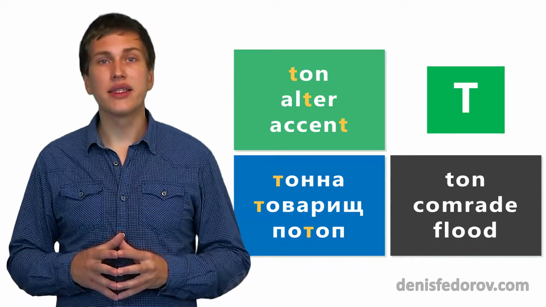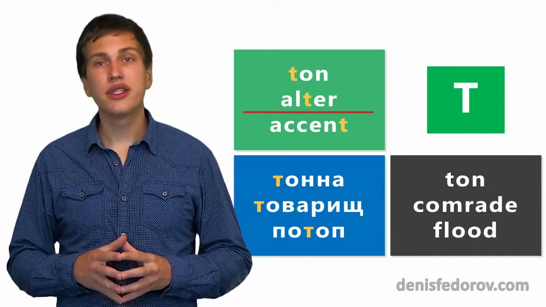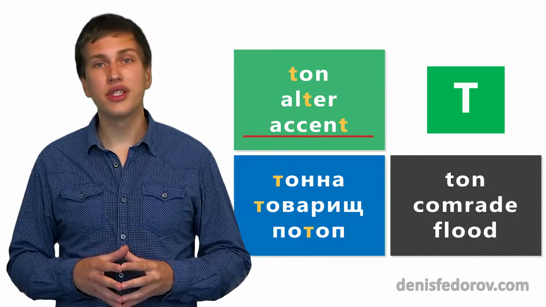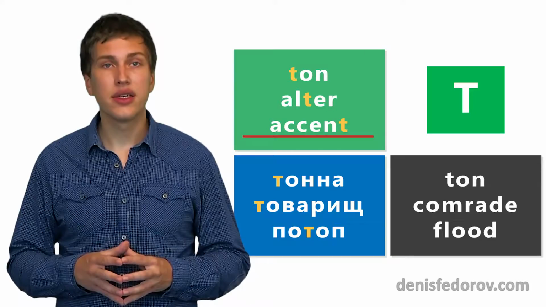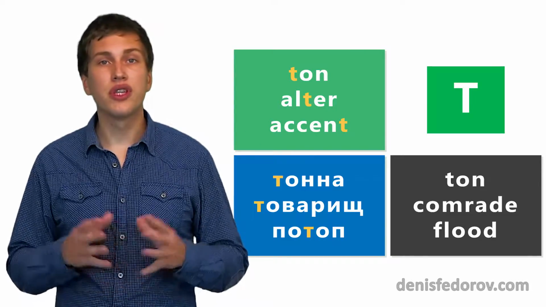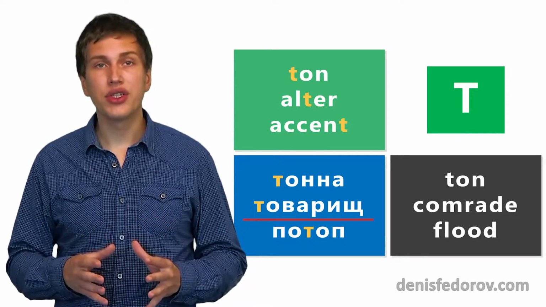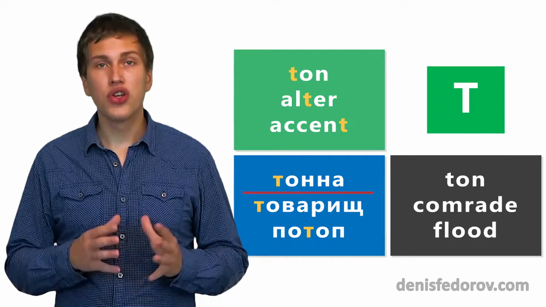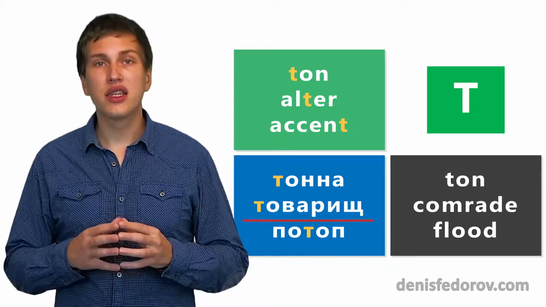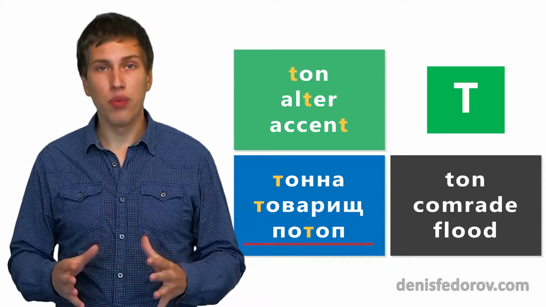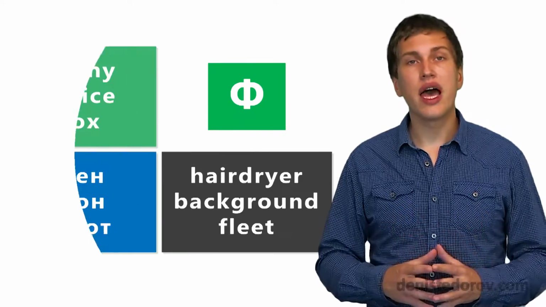It sounds as T in tone, T in altar, T in accent. The Russian examples for T are тонна, товарищ, потоп. The letter F.